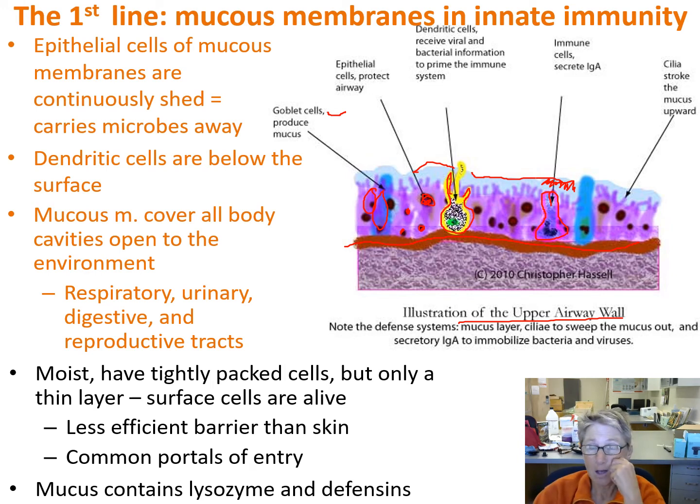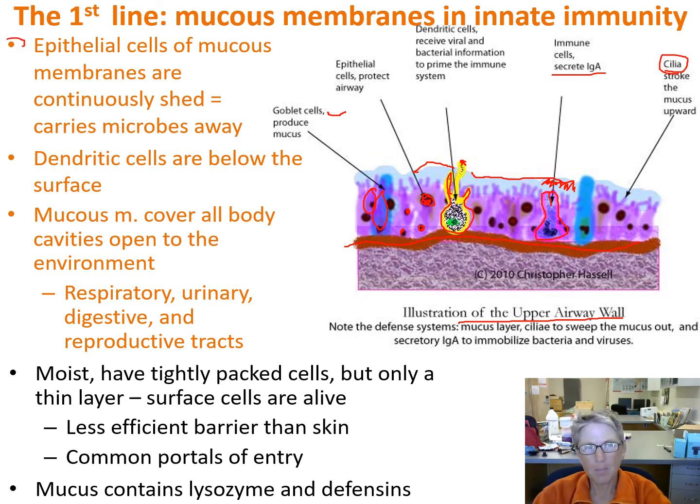And they can recognize bacteria in your upper airway with their toll-like receptors. There's immune cells in your upper airway wall. They secrete IgA, immunoglobulin A. And then these epithelial cells, the epithelium itself is called pseudostratified ciliated columnar epithelium. Ciliated means they have cilia. And in the upper airway wall, the cilia stroke the mucus with the trapped bacteria towards your oral cavity, and then you can swallow that mucus or spit it out.